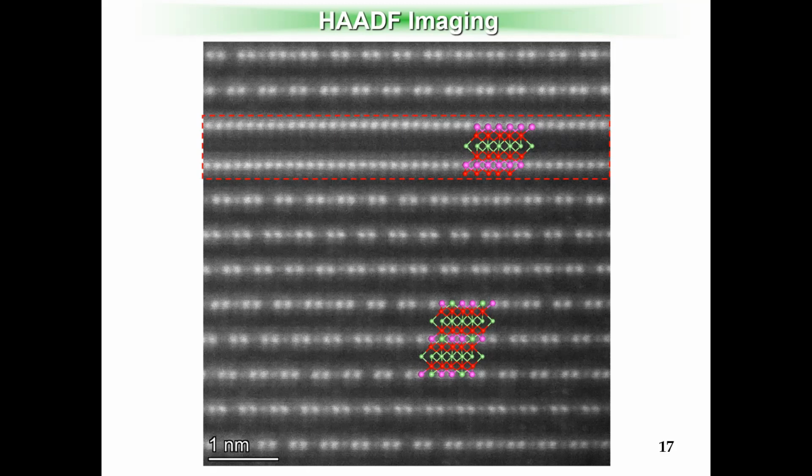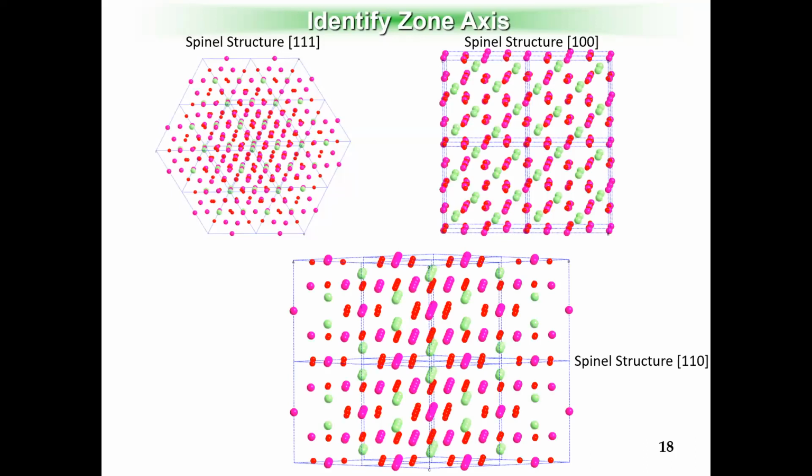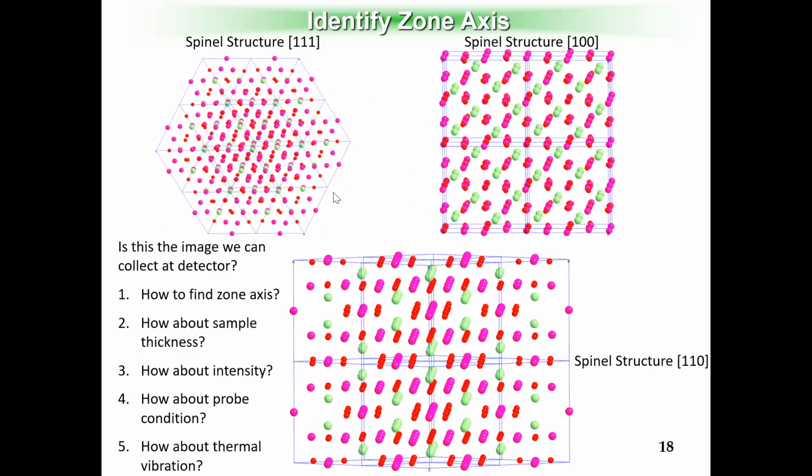But of course, if you want to get such a high spatial resolution, you always need to tilt your samples to different zone axes. So here is an example. This is a spinel structure. If you tilt it to different zone axes, right? Let's say for any of those zone axes, if it's just a little bit off, you can see that all the atomic columns won't line up, and then that will influence your spatial resolution.